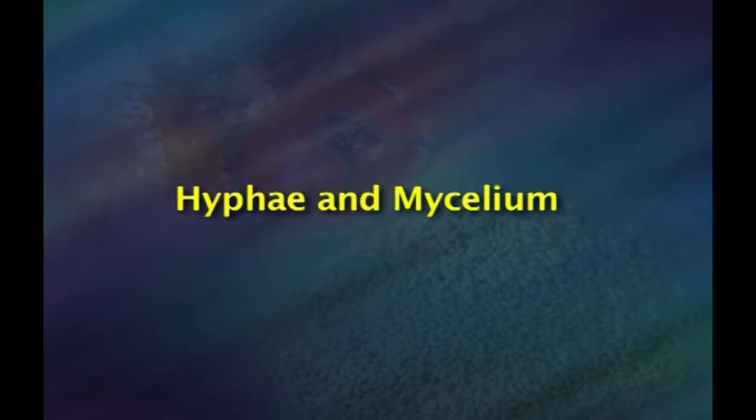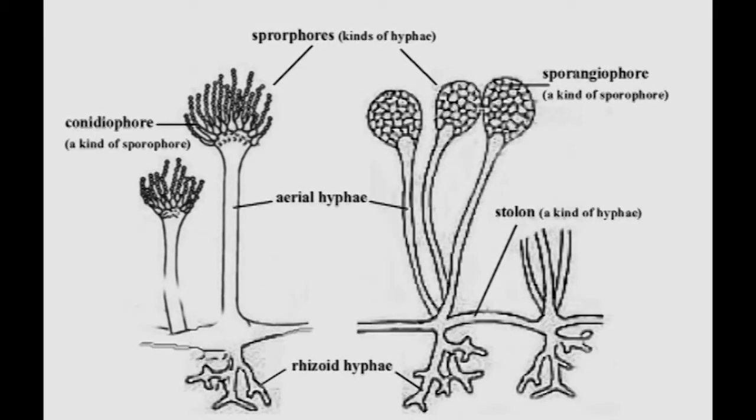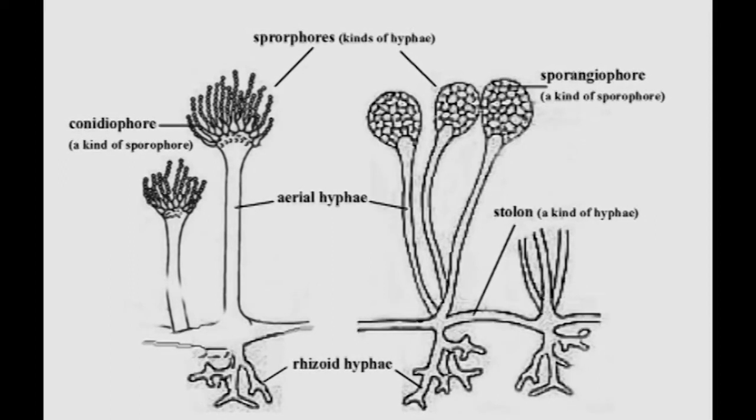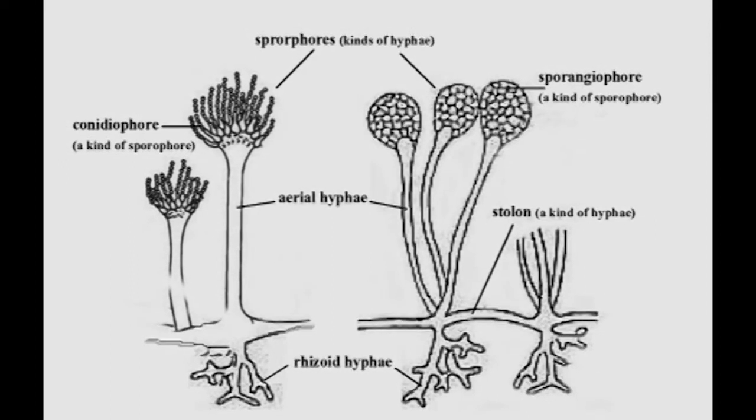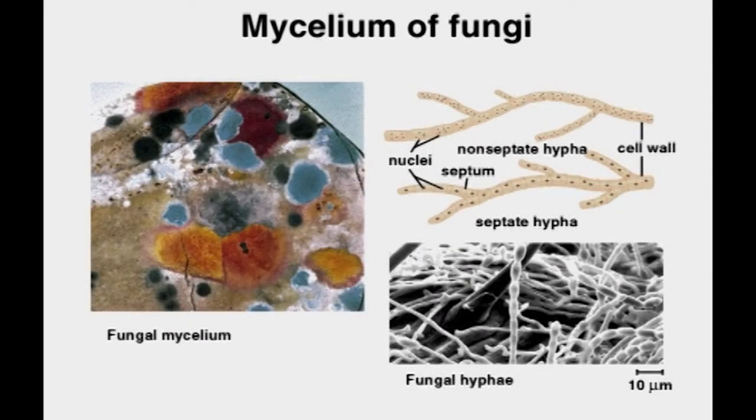Hyphae and mycelium. The mold thallus consists of a mass of branching intertwined filaments called hyphae, singular hypha, and the whole mass of these hyphae is known as the mycelium. The hyphae may be submerged, or growing within the food, or aerial, or growing into the air above the food.